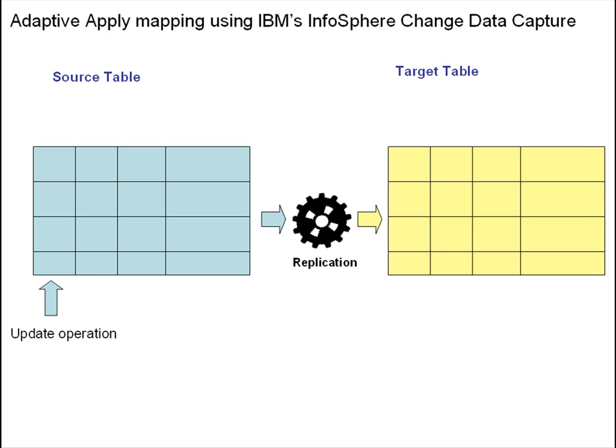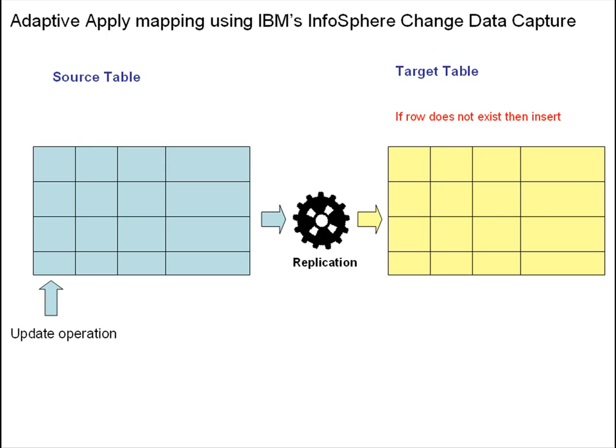Let's look at the case when there is an update. In case of an update operation on the source table, if the apply thread of CDC is able to find a matching record in the target, then the update happens seamlessly. But in case of an update operation failing to find a row or an appropriate record in the target table, then the update operation is converted into an insert operation, which results in a newer entry in the target table. This is how an adaptive apply type of mapping differs from the standard mapping.